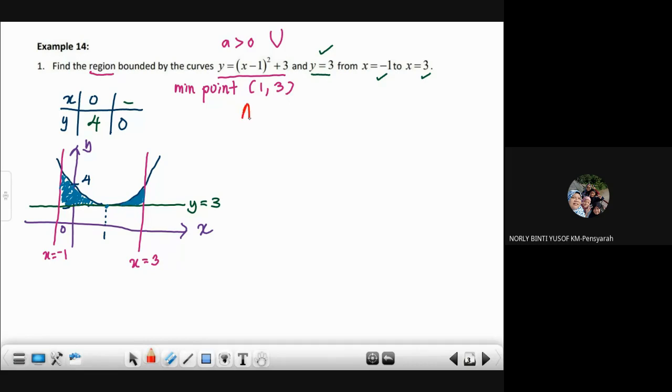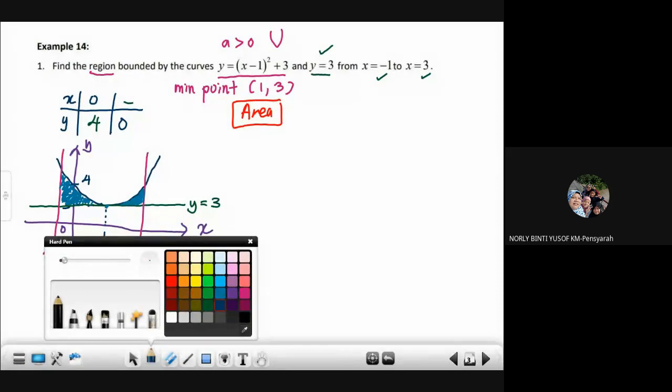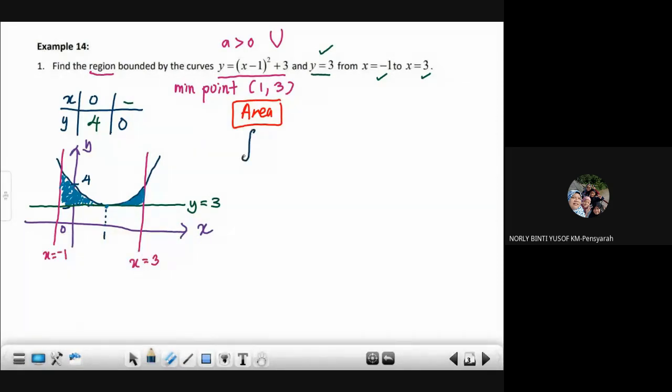So you kira area from negative 1 to 3. Kalau pelajar nak buat negative 1 to 1, 1 to 3 pun boleh. Tapi sebenarnya sama je because you have the same curve. And curve tu atas, up above lah. And then you punya line tu below. So terus ambil negative 1 ke 3.